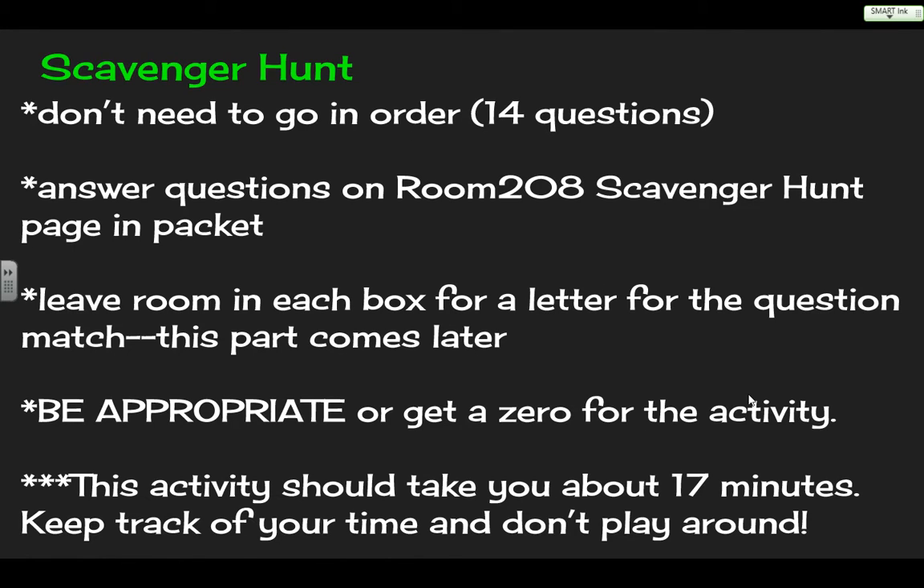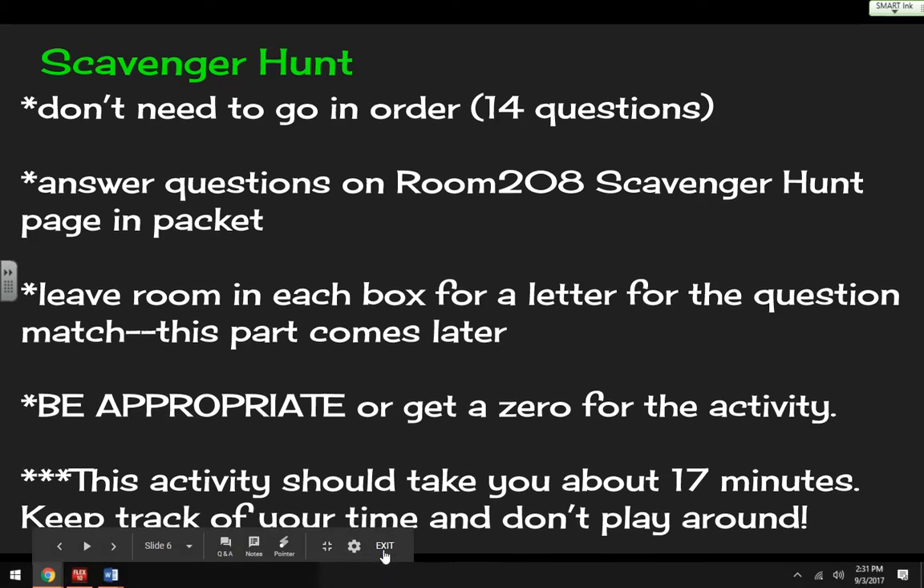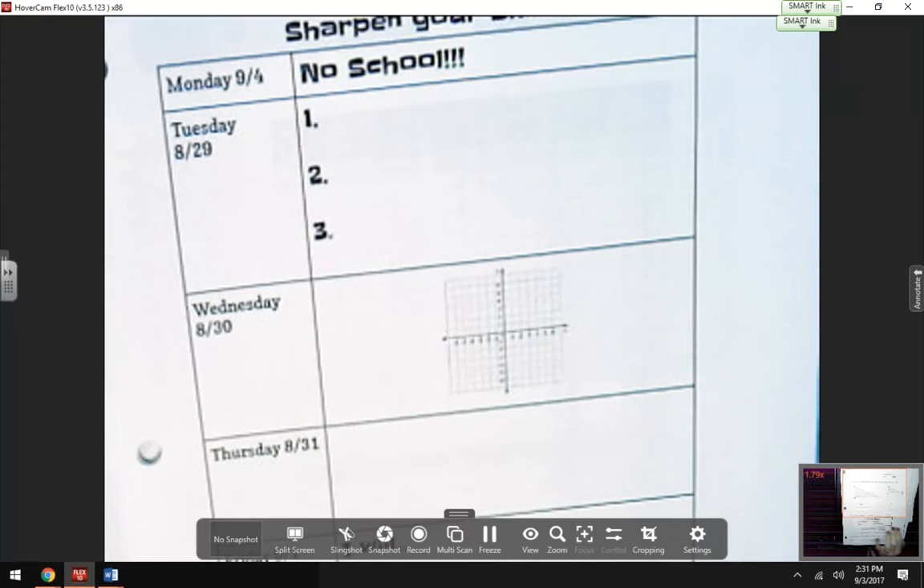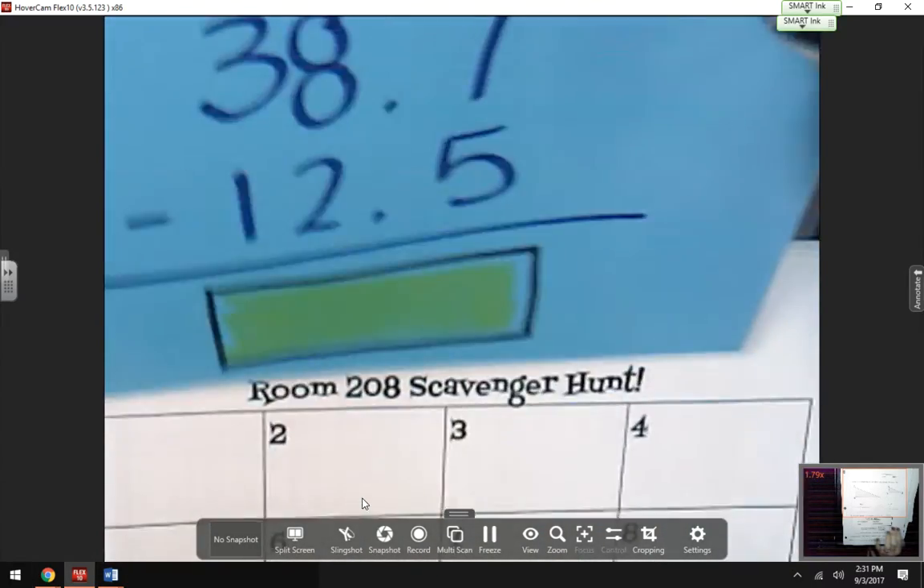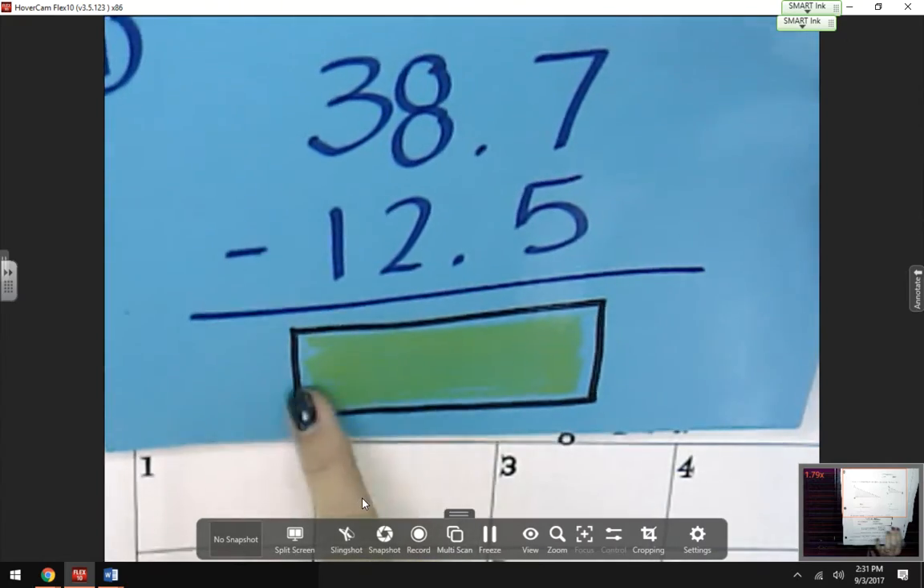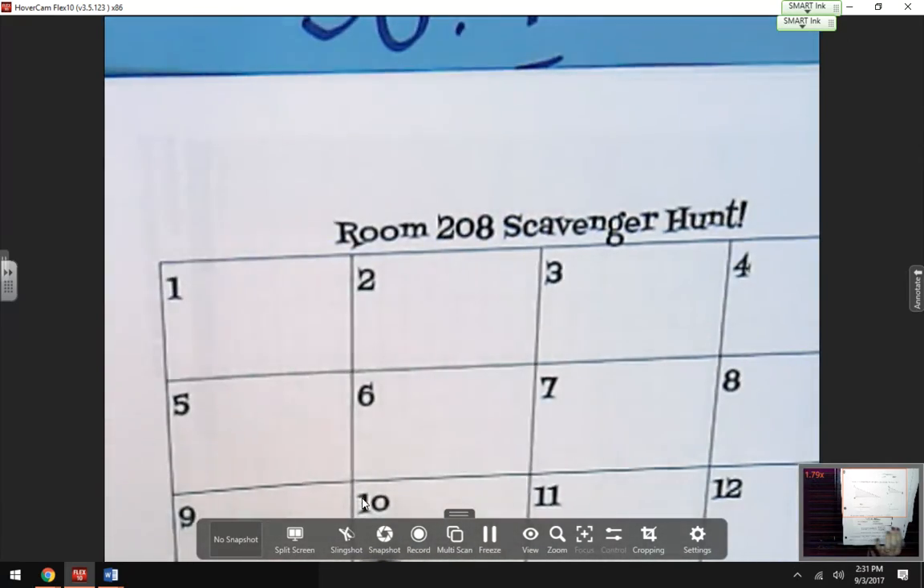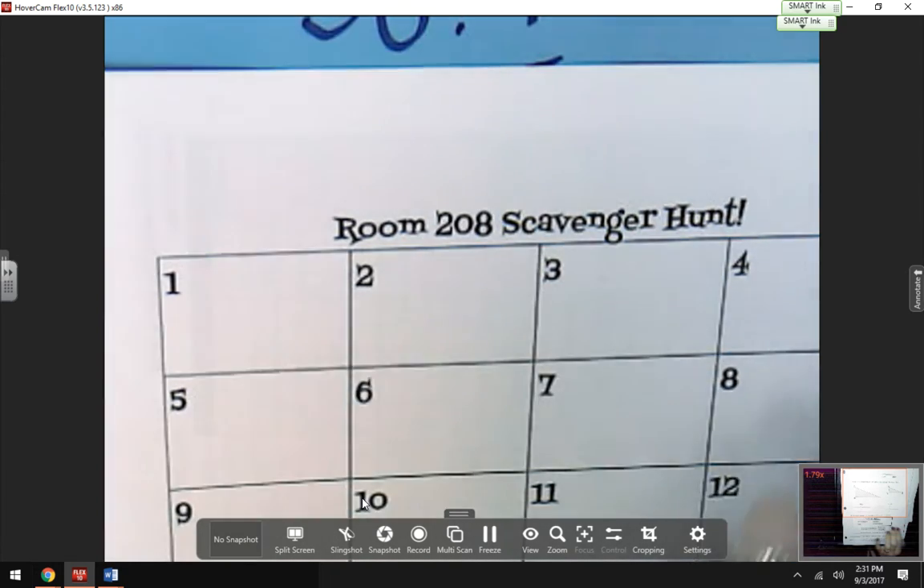Okay, scavenger hunt. You do not need to go in order. You're going to answer the questions in your packet. So you're going to go to the page that says scavenger hunt. You have 14 questions, and your questions look like this. The part that you're going to write on your paper is the part that is highlighted in yellow. And I do want you to show your work on your paper. There are 14 questions. I'm thinking this probably will take you about 20 minutes.